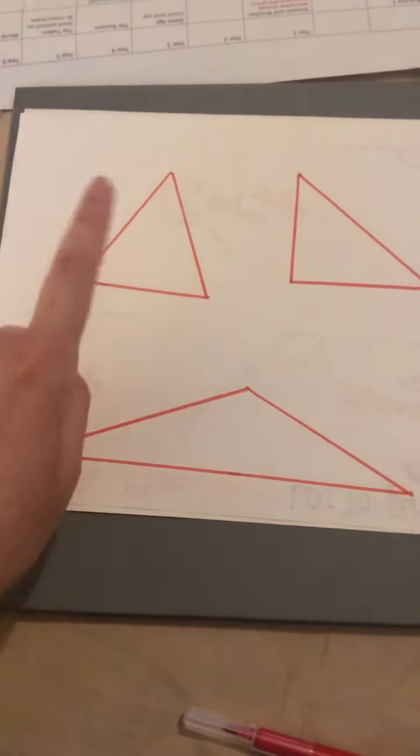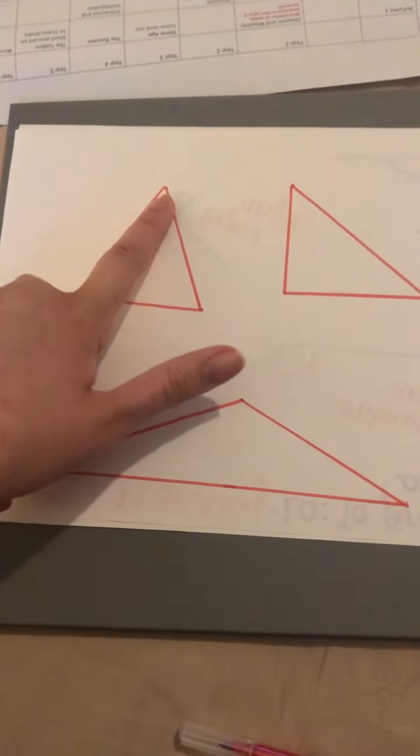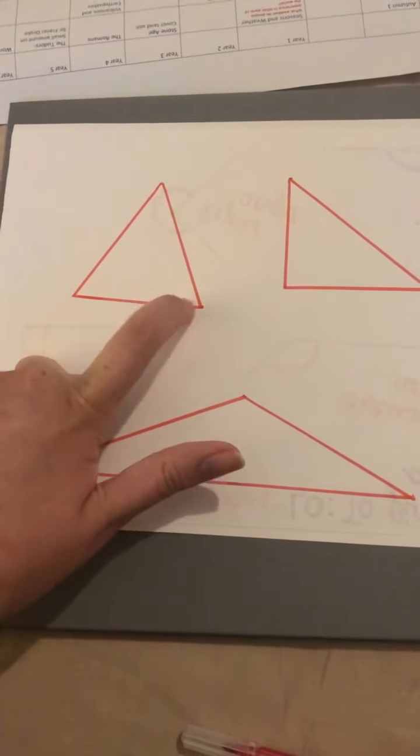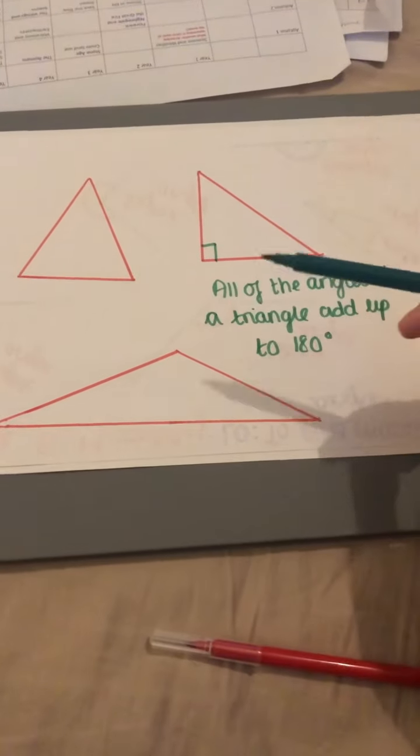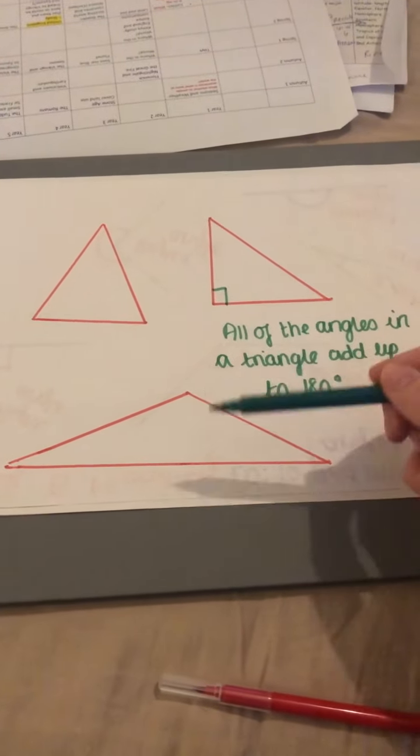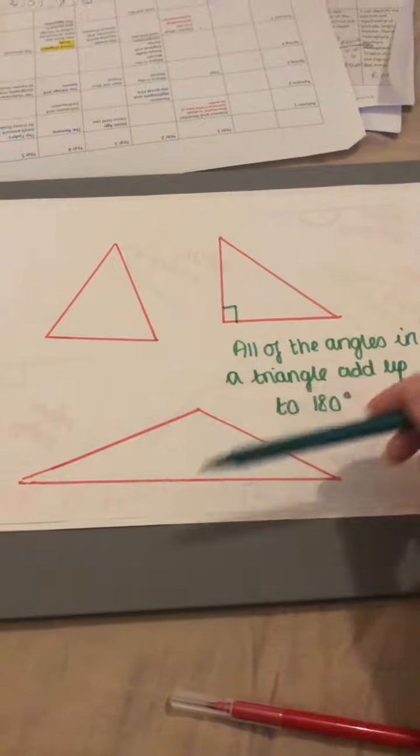So all of these shapes are triangles. Now, all of these angles in each triangle, no matter what type of triangle it is, all add up to the same number. So this angle, this angle, this angle would all add up to 180. This angle, this angle, this angle, if I add them together, would all add up to 180. This angle and this angle would all add up to 180. So today we're going to be trying to work out, from using the information we've been given, missing angles.